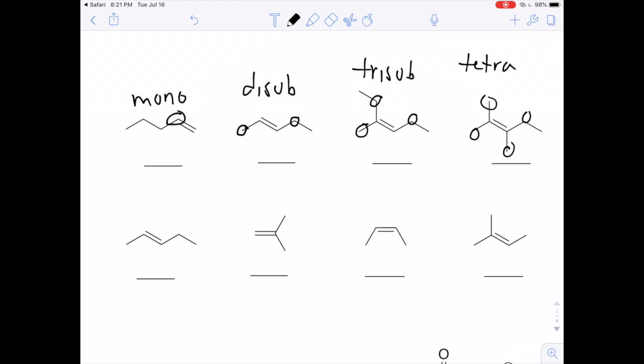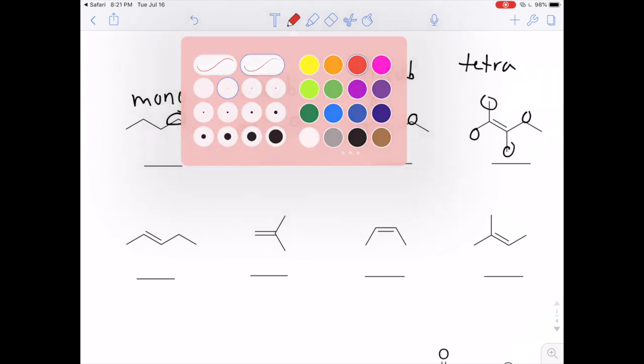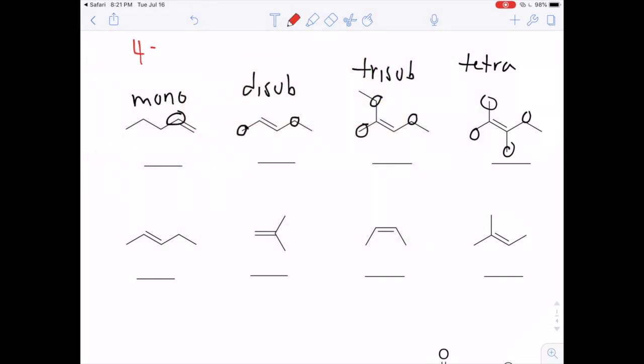So, our general rule of thumb was that the more substituted, the more carbon chains that are attached to that double bond, the more stable it's going to be. So, if we said that 4 is the most stable, we can rank these and say that that's 4, that's 3, that's 2, and that's 1. Okay? So the more substitution there is around a double bond, the more stable that molecule will be. Okay? Let's move on to another example.